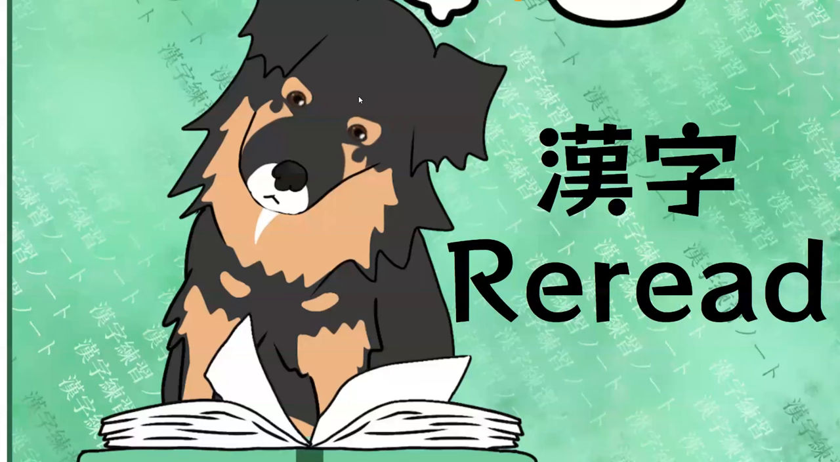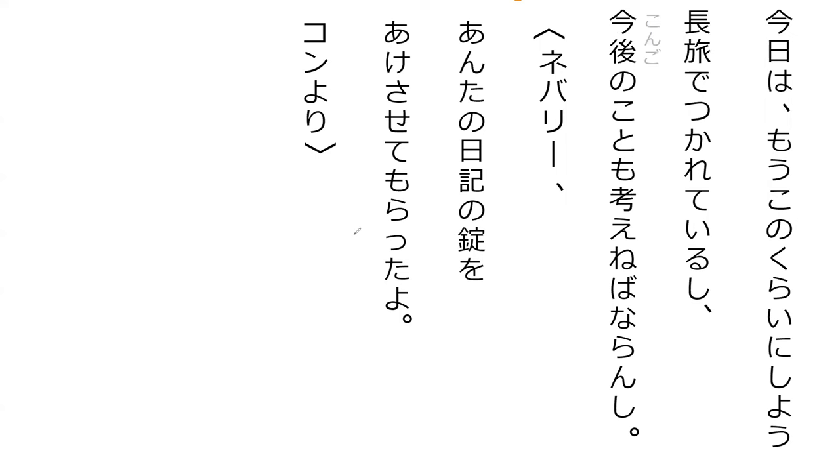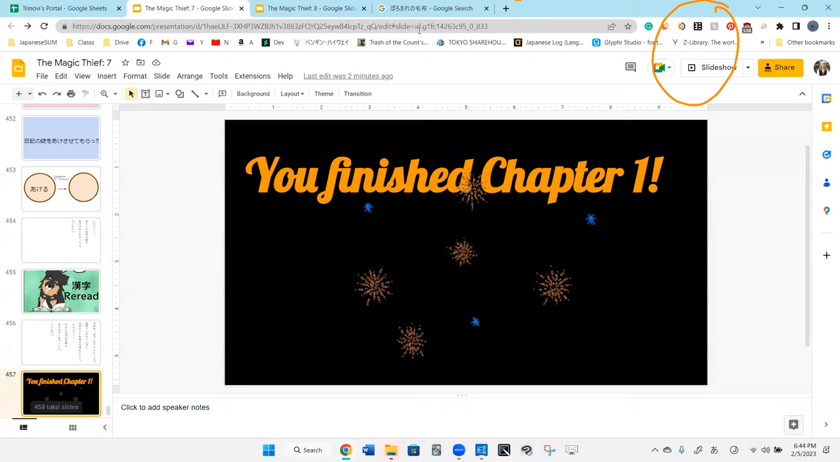So from me. So what did Kon write inside of Neburi's diary? He wrote addressing Neburi. He said, Neburi, I opened the lock of your diary. Yep, exactly. I opened the lock of your diary and I willfully did it. You should have tried harder if you didn't want me to open it. How do you read this word? Nagatabi. Perfect. Nagatabi.